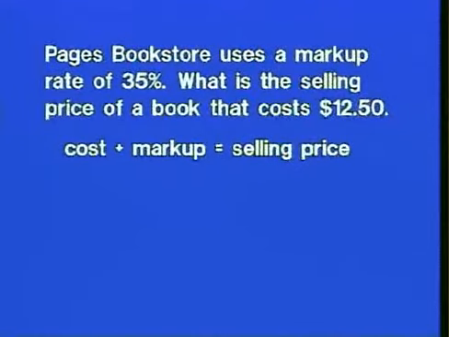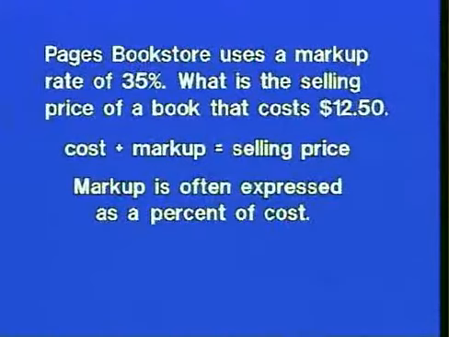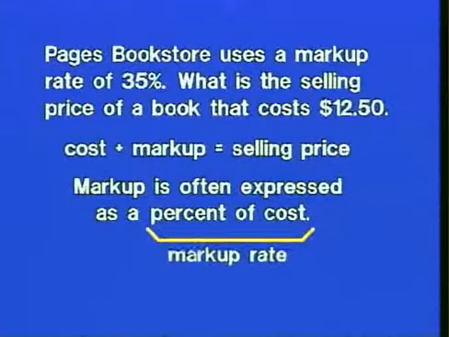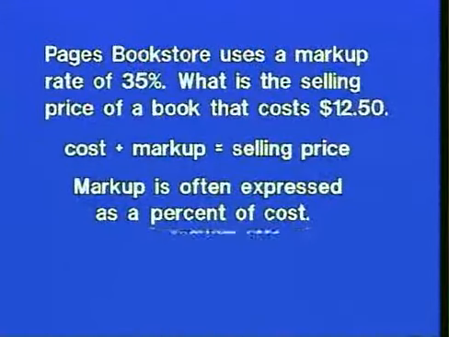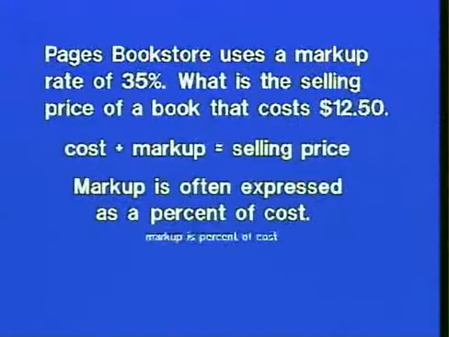Now, do we have enough information here? We're trying to find the selling price. Do we have the cost and the markup? Well, we know the cost of the book is $12.50, but the markup, we only have the markup rate here. We're given a markup rate of 35%. We don't have the amount of the markup. Now let's talk about how markup and markup rate are related to one another. We would think this way. Markup is often expressed as a percent of the cost, and that percent of cost is called the markup rate. So the markup is some percent of cost.